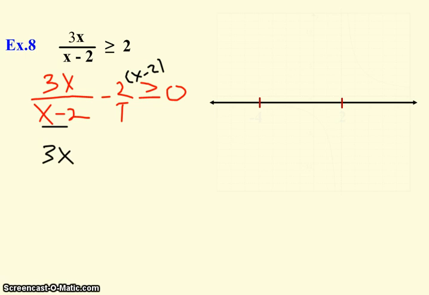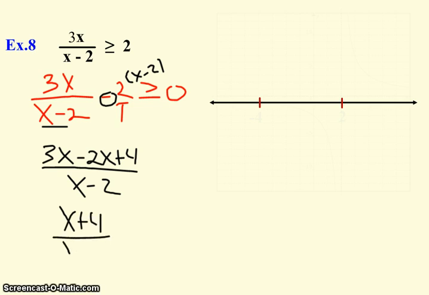Now, there's something you guys want to watch out for that we tend to miss on quizzes and things like that. Distribute the negative. So negative 2x plus 4. Again, all over my common denominator, then clean it up a little bit, and I've got x plus 4 over x minus 2, greater than or equal to 0. That's the one you've got to use, not the original. It's got to read 0 on one side. If you try to use the original, it's just not going to give you the right answer.